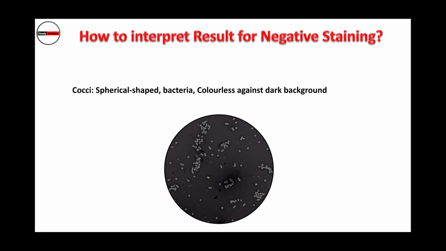So this is a very simple staining technique, but very useful for those organisms that do not get stained by gram staining or simple staining technique. And another benefit is we can see the natural size and shape of the bacteria. So this is all about negative staining.